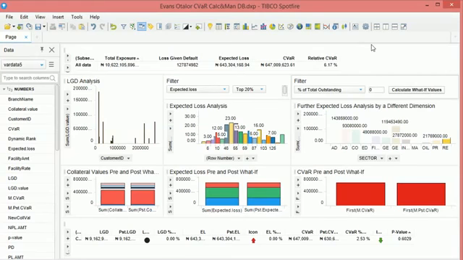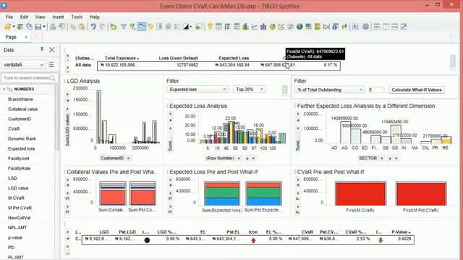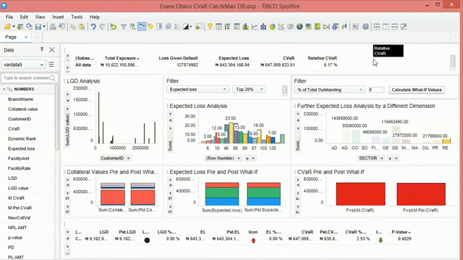Now to the model itself. The model measures predefined parameters such as loss given default, expected loss, and credit value at risk on a portfolio of outstanding loans fed into it. The model also calculates the relative credit value at risk. Now, we are going to leverage Spotfire and further analyze the data itself.